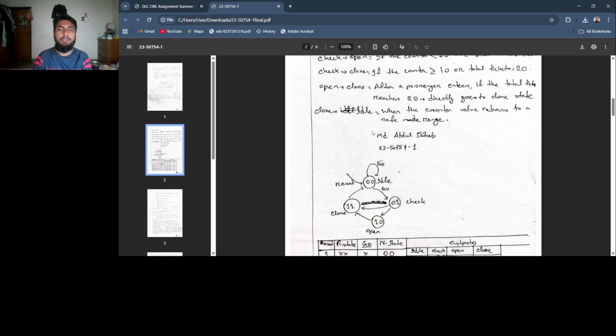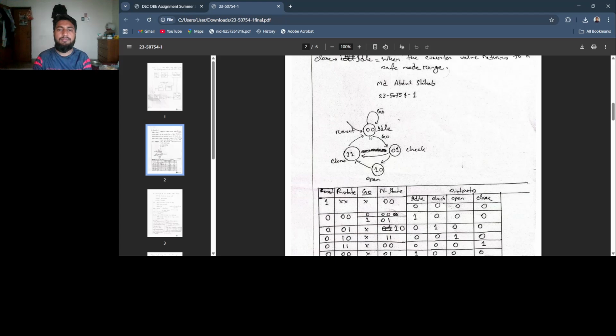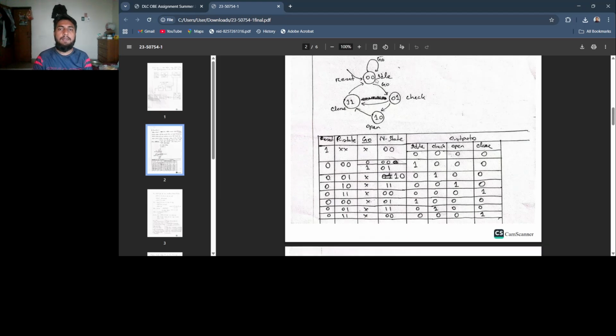My FSM is 2 bit, so I take 00 as idle, 01 is check, 10 is open, and 11 is close. There is a reset button, I assume, and there is a go bar. That means 0, and if go is 1, then it runs from the idle state to the check state.